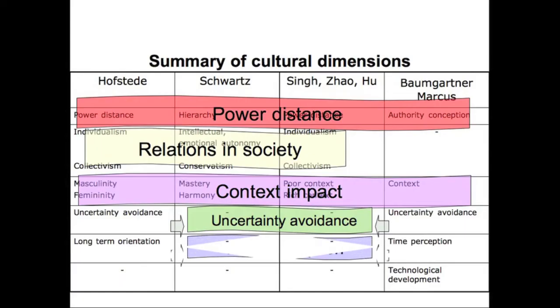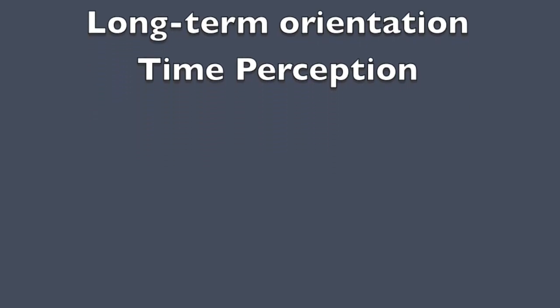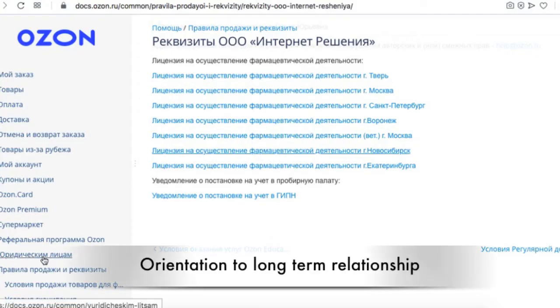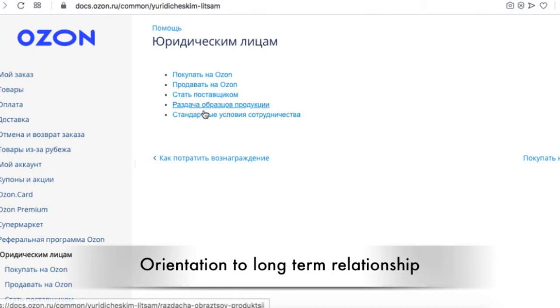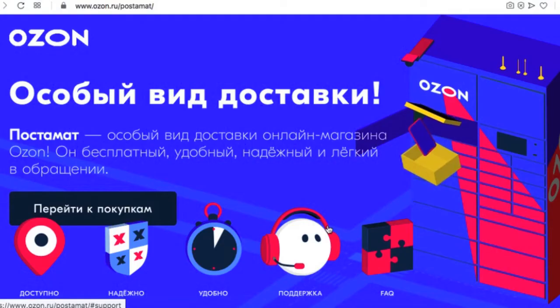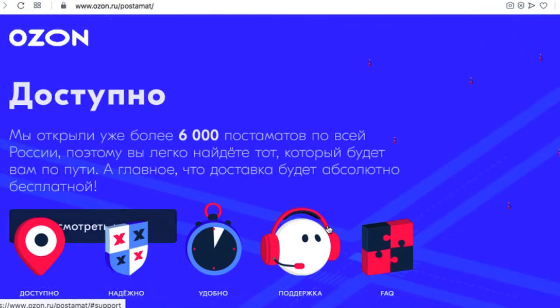The next dimension is long-term orientation proposed by Hofstede, or time perception dimension proposed by Marcus. The main idea here is a different understanding of time by users from various markets. There is a need to analyze the acceptable terms of reaction to the queries, terms of delivery, terms of processing of refunds, and so on.